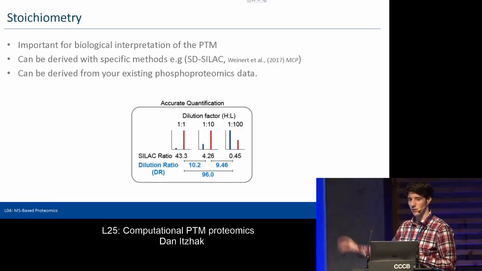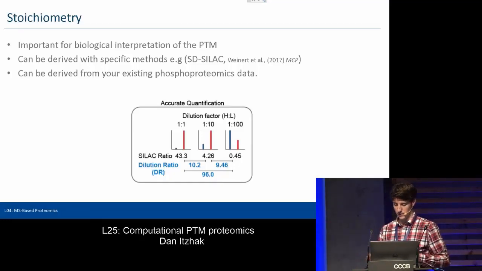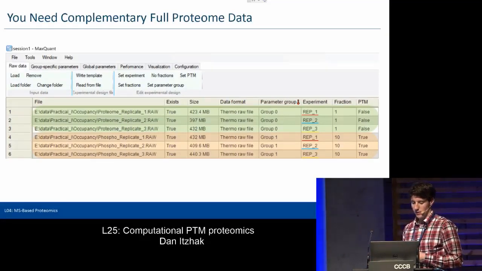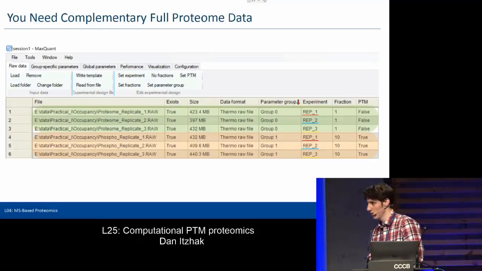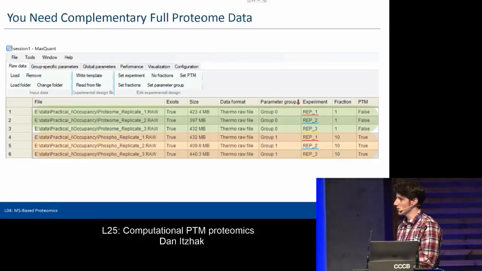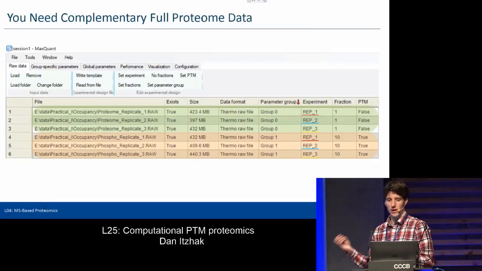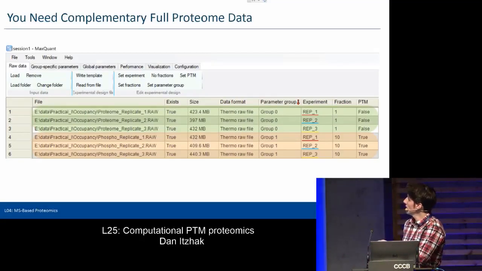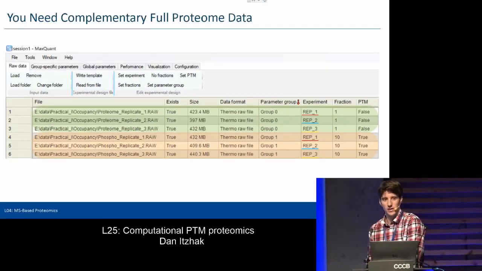But this is kind of complicated, and you're not going to be able to do this for a lot of different modifications. So it can be derived from your existing proteomics, PTM omics data. In order for you to get these stoichiometries or occupancies, we're going to need certain information. Not only do we need to have measured our phospho or other PTM, but we also need to have measured the full proteome. So this is the experimental design that you would have to input into MaxQuant in order to get these occupancies back out.